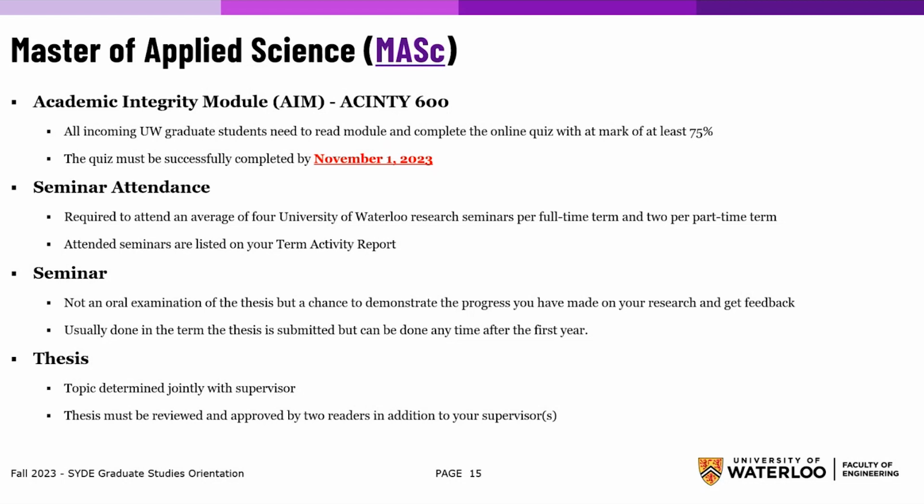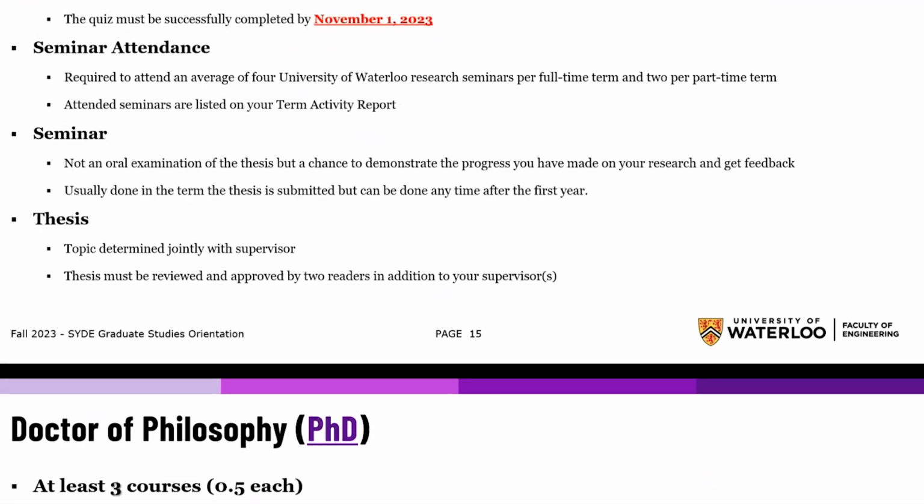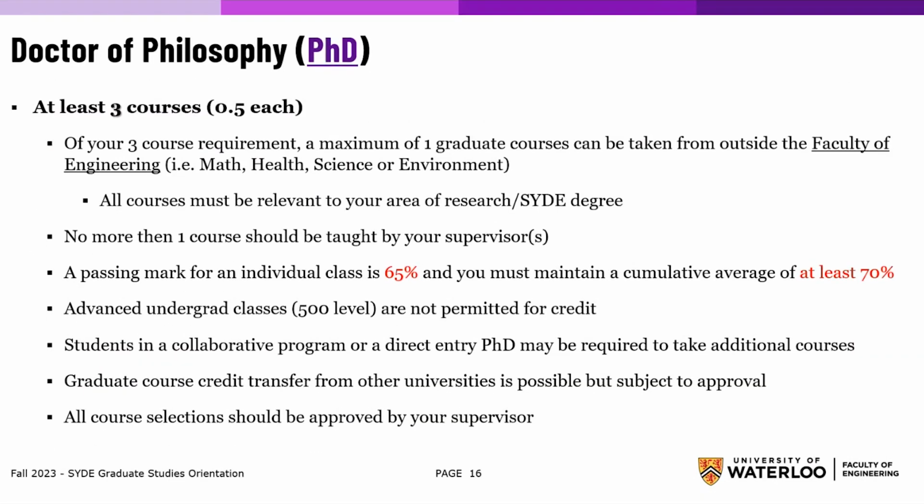Right, so when you do your term activity report, which happens at the end of every term, there's a box and you list all the seminars you've attended, and your supervisor signs off on your term activity report and they say, yes, this person did attend these seminars. And we're not doing any more kind of checking than that.